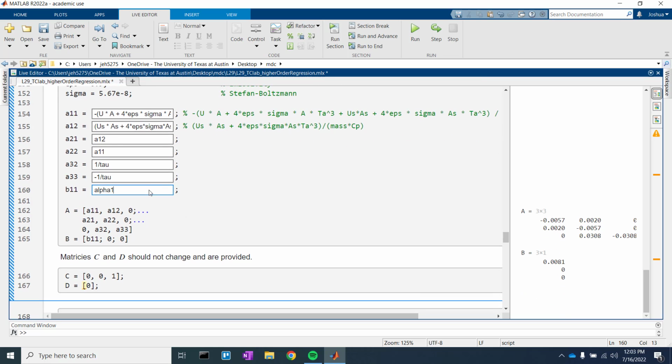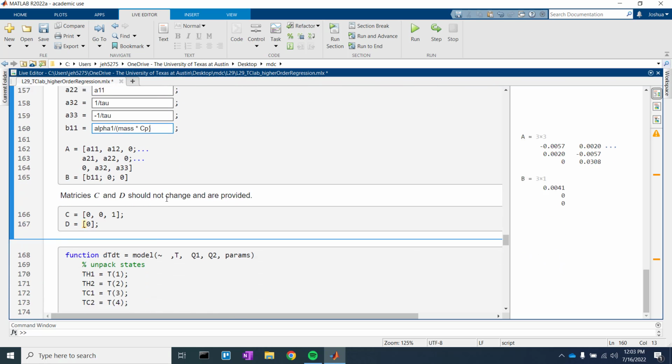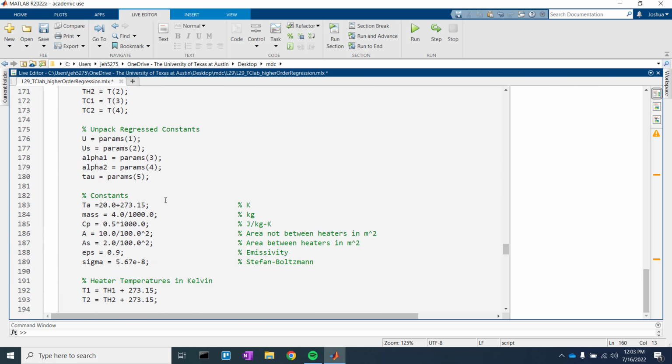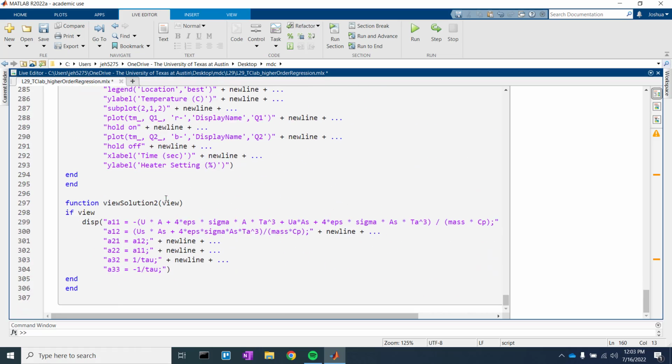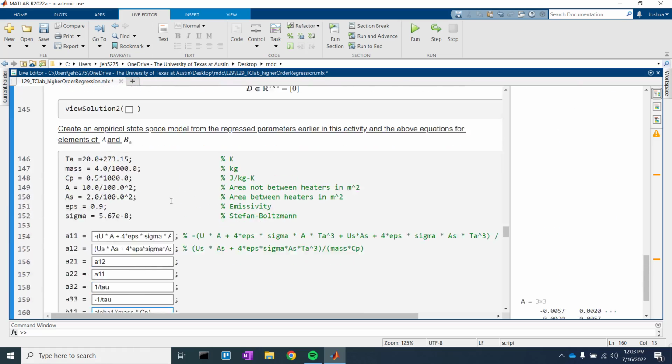The last bit is how Q1 affects heater 1, which is going to be alpha 1 divided by mass times Cp. So we'll go ahead now and run this section again. I didn't have that divided by mass Cp. We're going to create our matrices now. And now we have our state space model.